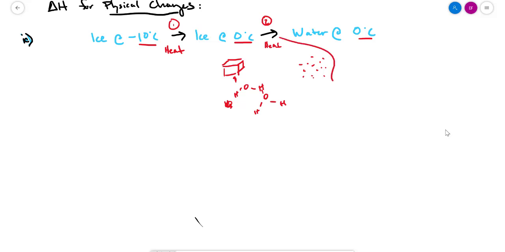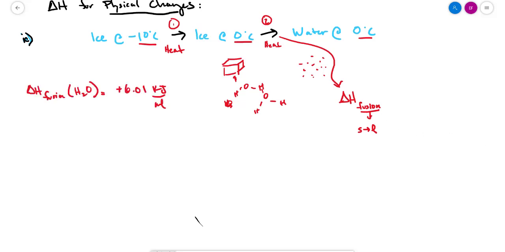We call this heat here, the second step, delta H. It is an enthalpy, but we specifically call it the enthalpy of fusion. Fusion referring to a phase change from solid to liquid. So solid to liquid means fusion, delta H of fusion, is the specific heat required to affect a phase change from solid to liquid. So we can look up the tabulated delta H standard of fusion of water specifically. We find out that has a value of 6.01 kilojoules per mole, and it's positive.